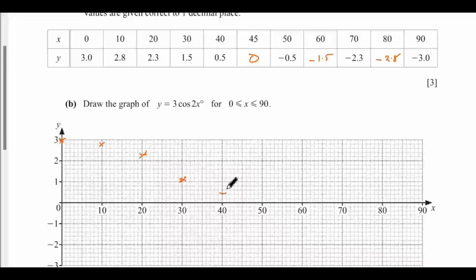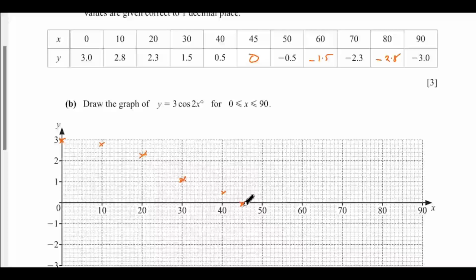No, that is too close. So we have 0.2, 0.4, then 0.6. It should be the middle here, exactly here. When it is 45, 45 will be the middle. Then y equals 0, so it will be here.